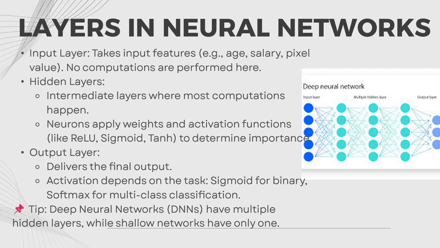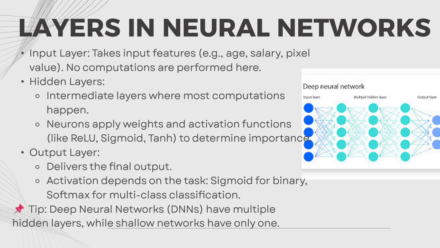Next, layers in neural networks. Let's break down how a neural network works layer by layer. First, input layer. This is where the features go in, like age, salary, or pixel values in an image. In this video, you can see how the layers will be connected. In the input layer, we have only one layer. In the input layer, it takes only input from the user. It does not process any data in the input layer.